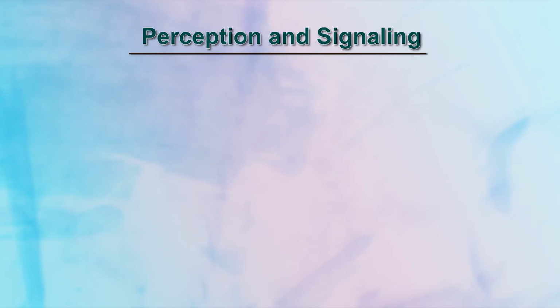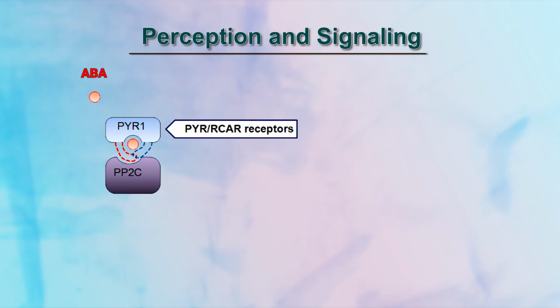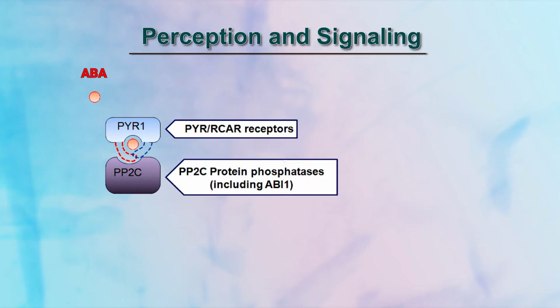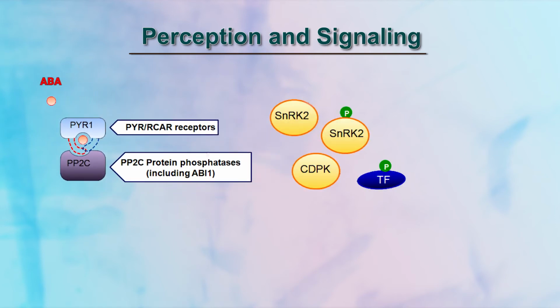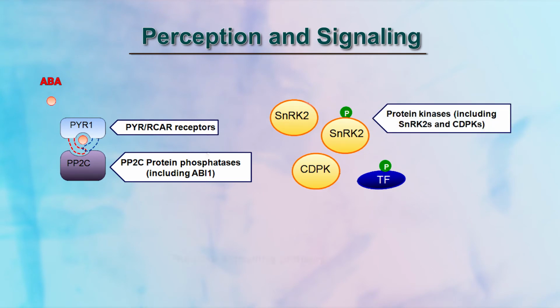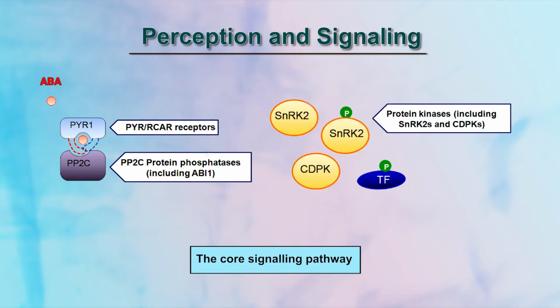The signaling mechanism induced by ABA has been worked out to a large extent. ABA has a cell surface receptor which, upon binding to ABA, gets activated and then sequesters a particular protein phosphatase. Now, this protein phosphatase, when free, acts as an inhibitor of downstream kinases induced by the ABA signaling pathway. So, when this protein phosphatase is sequestered, the kinases get activated.